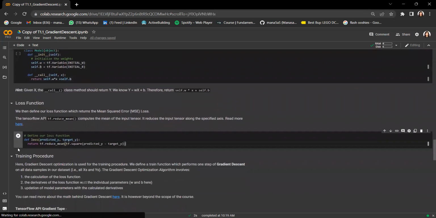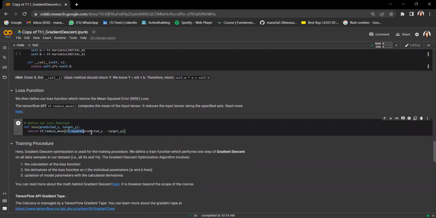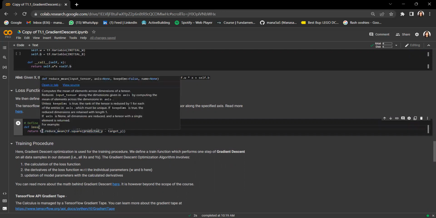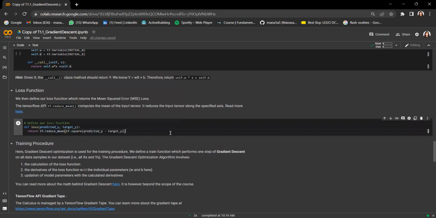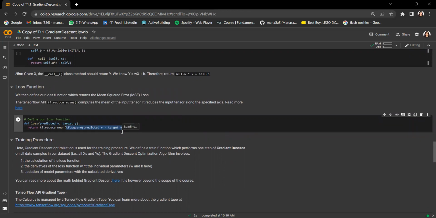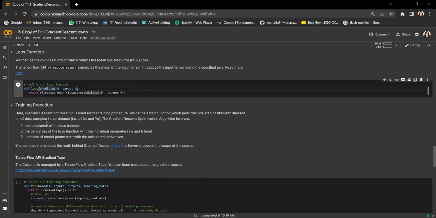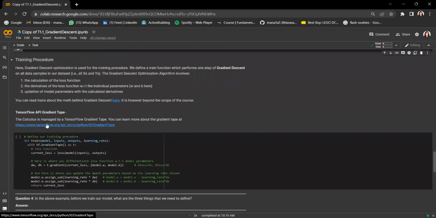Next, we move on to the loss function. Here we use the MSE loss. So we essentially take the square of the predicted and the target, and we take the mean of that. Reduce mean is a TensorFlow API that essentially just reduces the input tensor along a specific axis. So yeah, this is our loss function. Next, we move on to our training procedure. Now here we're going to use this optimization algorithm called gradient descent.